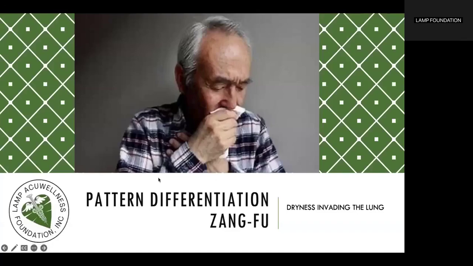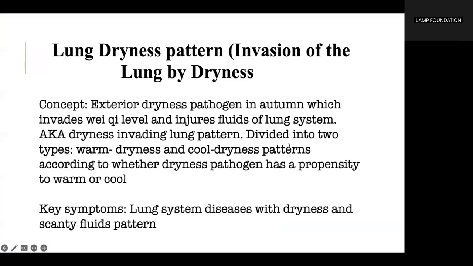Next, we talk about dryness invading the lung. Cough with little sputum plus exterior syndrome. This is the lung dryness pattern or invasion of the lung by dryness. The dryness includes warm dryness and cool dryness. Warm dryness usually occurring in early autumn and cool dryness in late autumn.